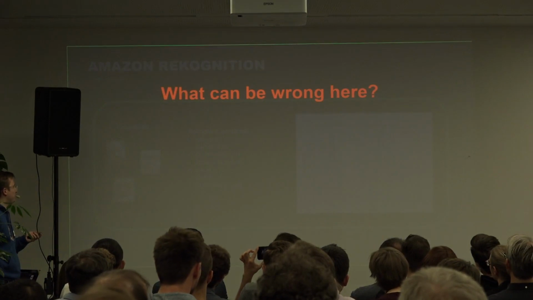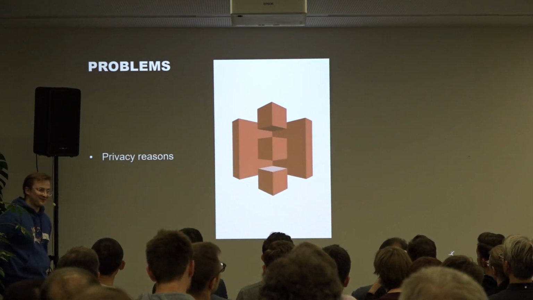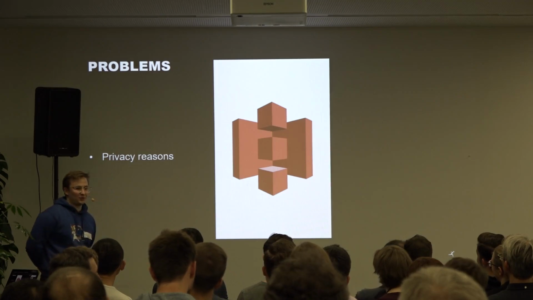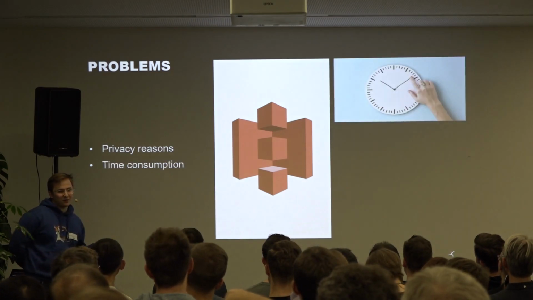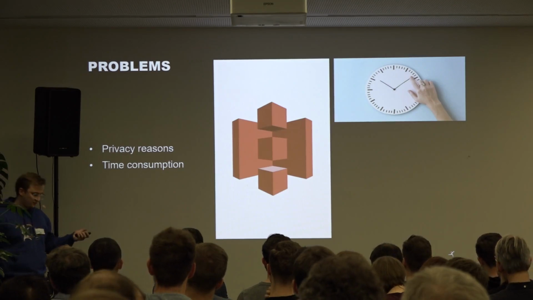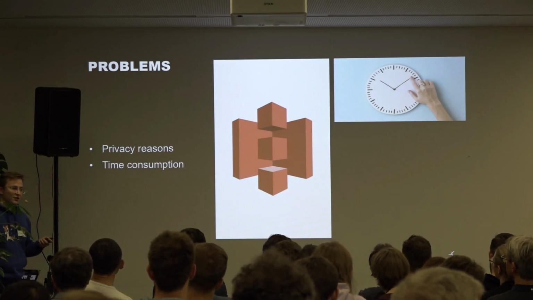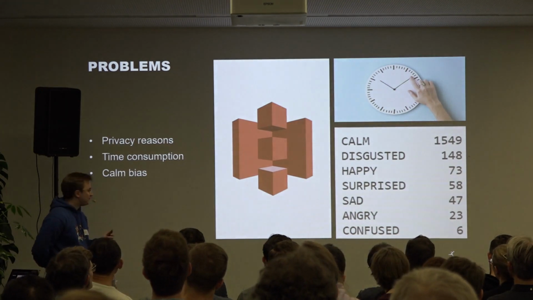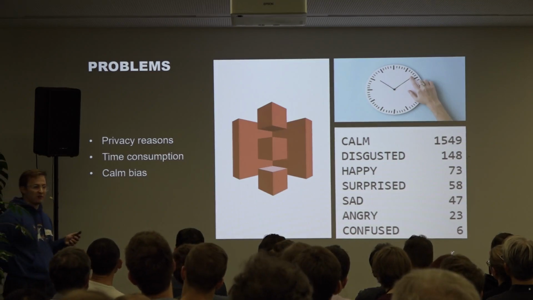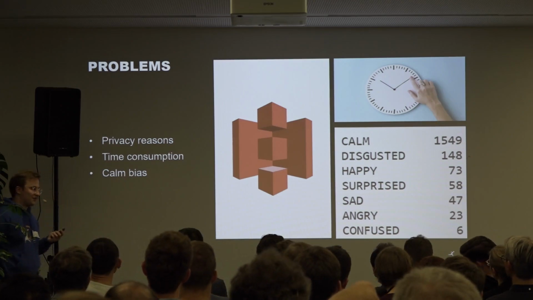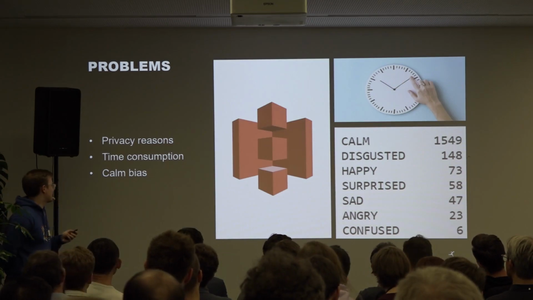But there are problems here. First of all, privacy reasons. Since it's an API, you need to send the info somewhere, for example to Amazon, and you are not sure whether somebody can use this data or not. The second is a time consumption problem, because sending data somewhere and then getting the results can take much longer than doing the calculation on the machine. And the third one can be pretty hard to understand: it's a calm-biased algorithm. While a lot of people in presentations are calm and have a natural face expression, we still want to check even small changes in people's faces.